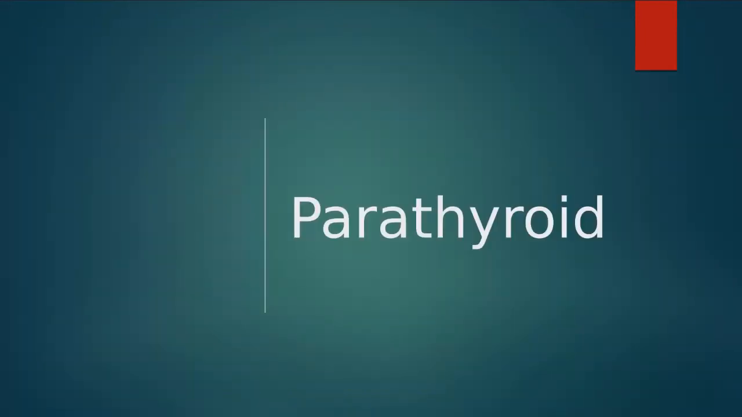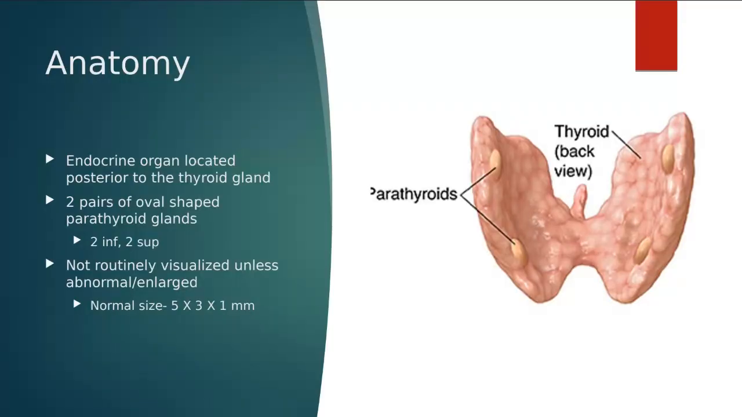Moving into our parathyroid here. So just finishing up, we only have a few slides left on this PowerPoint. We talked about these very briefly, but they are also an endocrine organ that's located posterior to the thyroid gland itself. We typically are going to have two pairs of oval-shaped glands. So we have four total. We have two on the inferior aspect of the posterior thyroid and two on the superior aspect of the posterior thyroid.